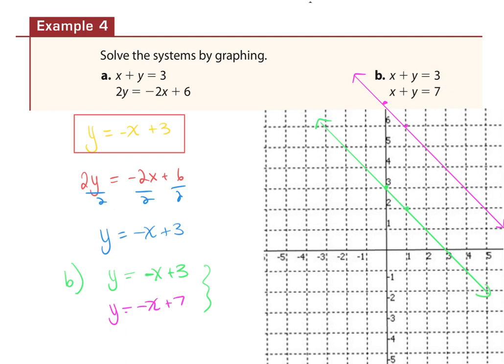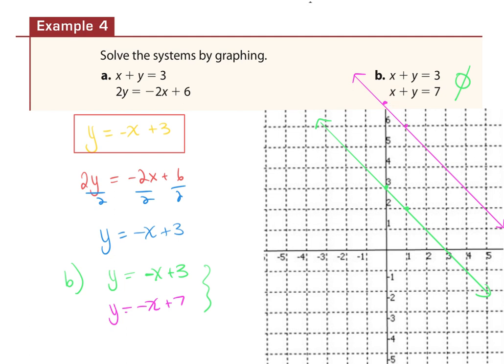Where do parallel lines cross? They don't. So for this one, I actually have no solution. There is no point on the coordinate plane where those two graphs will cross, which means there is no xy value that will be true for both of those equations. You cannot find any x and y combination that will be true for both of those. It won't work. Whereas on the other one, any x and y value that works for this is going to work for that because they're the same line. These don't ever intersect. There will be no xy that works for both of them.